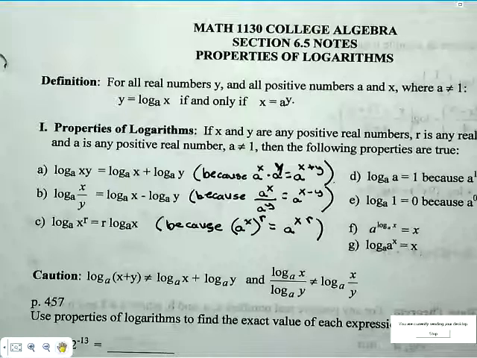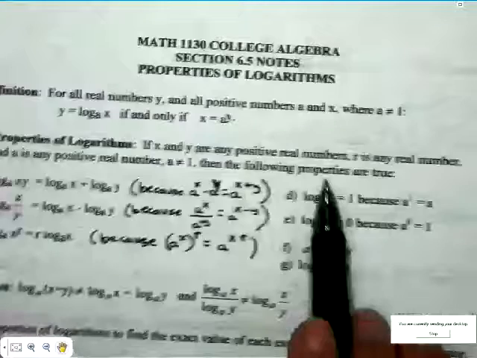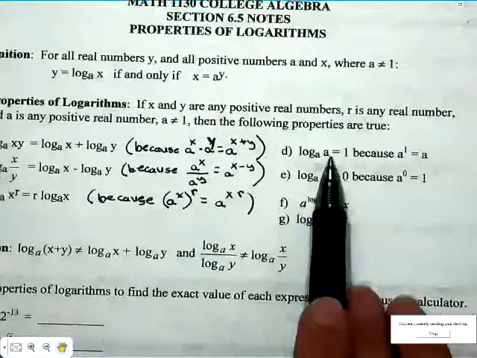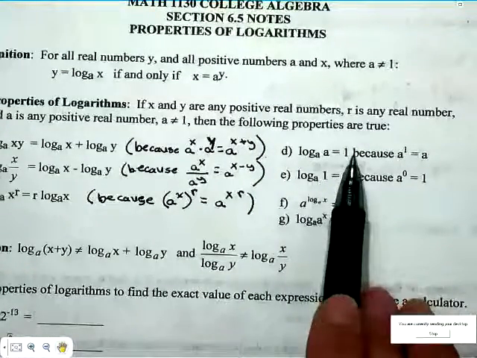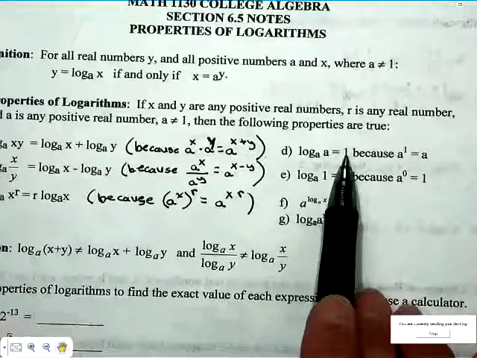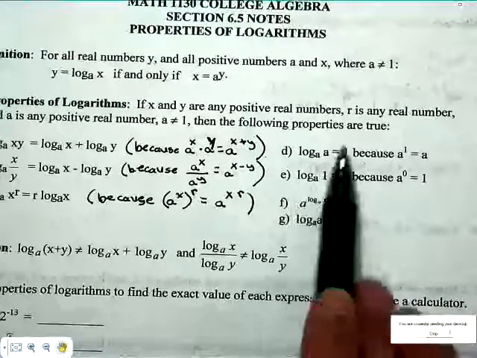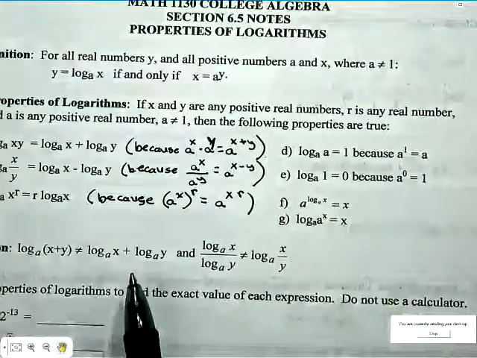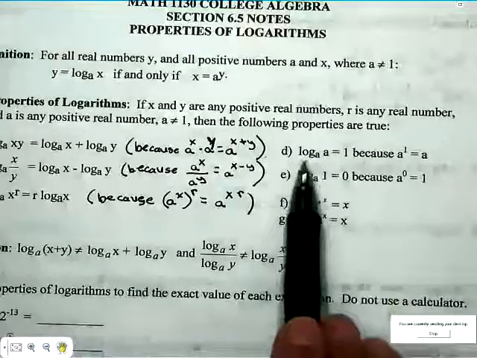These other four properties we've really already talked about. Log base anything of itself is 1. All you have to do to see why that's true is change it to exponential form. Anything to the first equals itself. So what's log base 12 of 12?